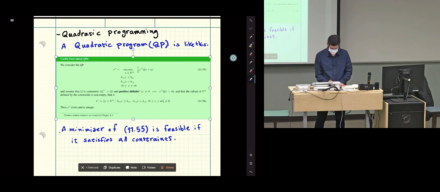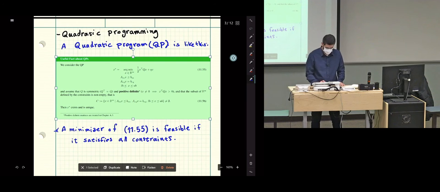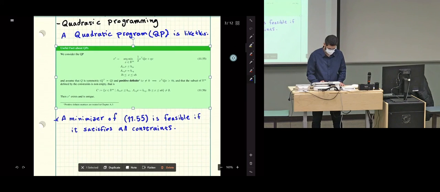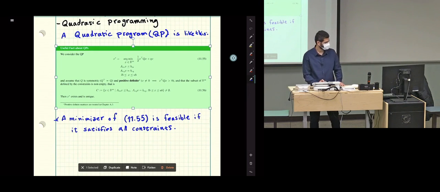Okay, so that's an important fact. That makes sense, otherwise we would not put the constraint. If we don't care about a constraint, well, we don't put it in the problem. If we put it in the problem, we do want it to be satisfied.